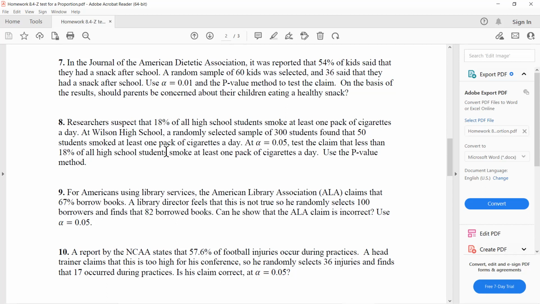At alpha equals 0.05, test the claim that less than 18% of all high school students smoke at least 1 pack of cigarettes a day. Use the p-value method. Okay. Now, the first question that I'm going to ask you reading that is, what do you think the claim is? Claim. Oh, the claim is less than 18%. Very good. Less than 18%. Very good, Jason. Congratulations.